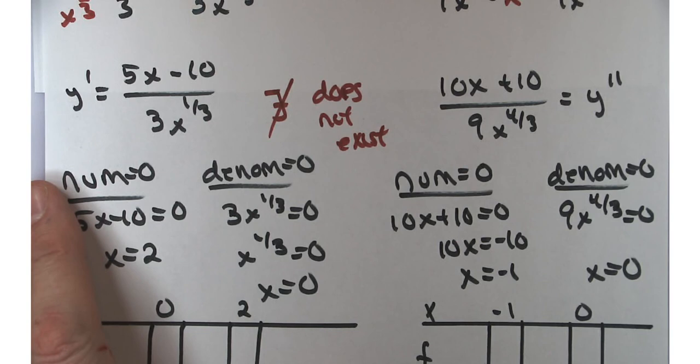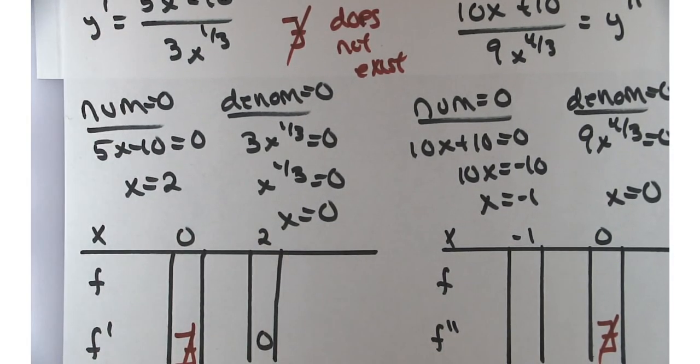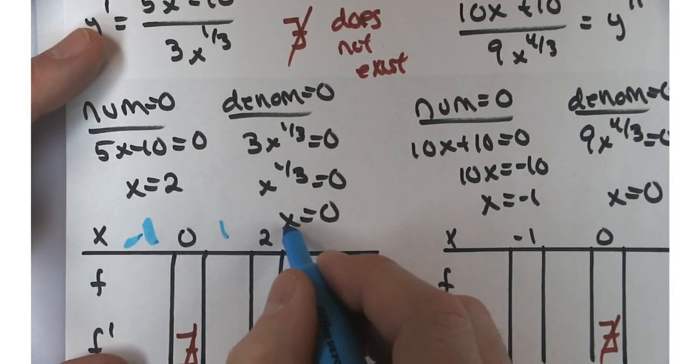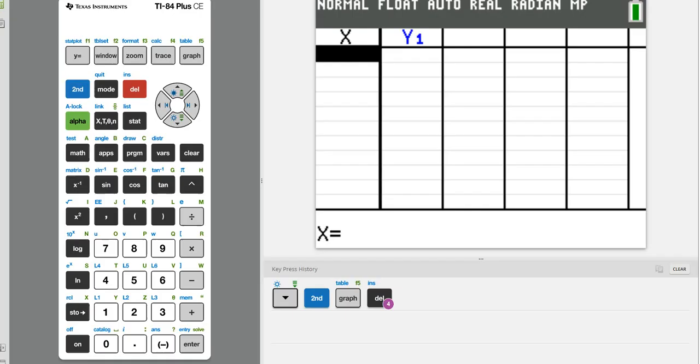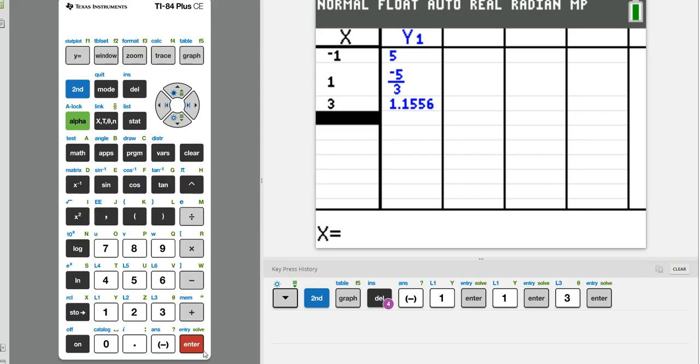Keegan, what would be some good test points in and around these here? -1, 1, and 3. Sure, -1, 1, and 3. Perfect. Let's test those points. Thank you, sir. -1, 1, and 3. Nice.